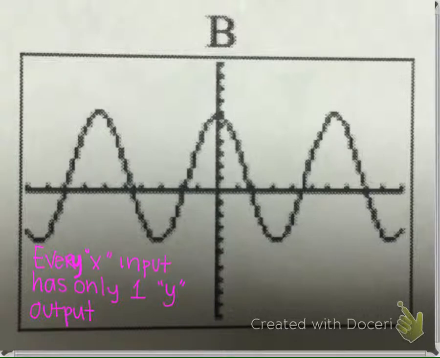Now if we take a look at this graph here, every x has one output. So if I go to x equals 2 right here, it has 1 point. If I go to x equals 3, it has 1 point. If I go to x equals 4, it has 1 point. So we would say yes, every input has one output.